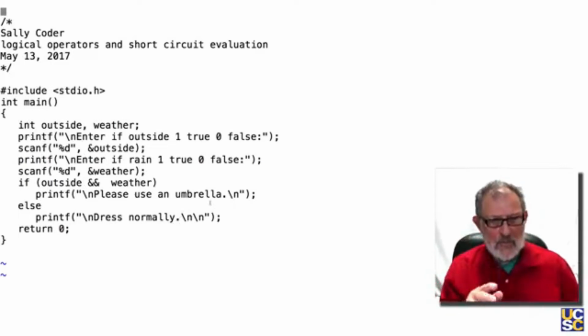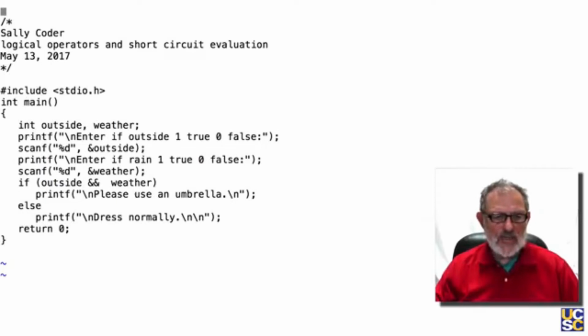Now, we're going to talk about a very interesting efficiency hack in the C programming language, which is, in this expression, if outside is false, namely 0, then it doesn't matter what weather is. We're going to dress normally. So when outside is false, the expression is already false. So that means the else, dress normally, will be printed. That's called short circuit evaluation.